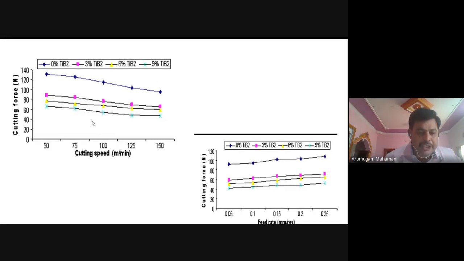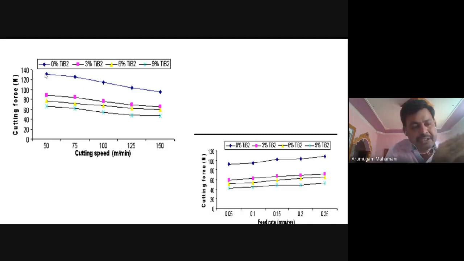So again, cutting speed for the unreinforced alloy. Here, it is very interesting to note that the composite materials have a much lower cutting force. The 0% composite, that is the unreinforced alloy, has more cutting force. The reason is, irrespective of cutting speed, the build-up edge formation will be more.